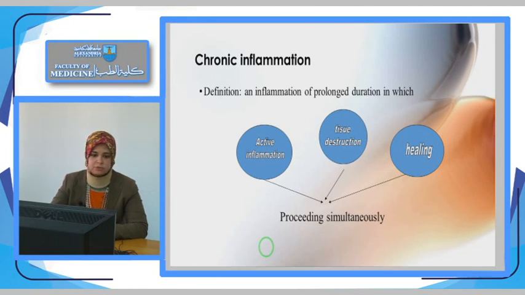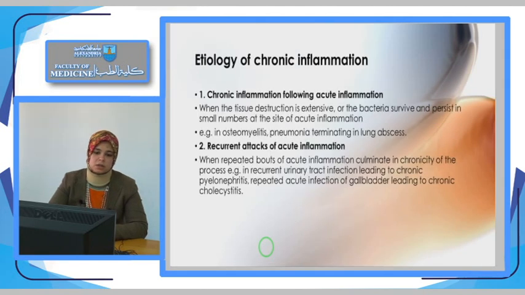So the definition of chronic inflammation: it is an inflammation of prolonged duration in which active inflammation, tissue destruction, and healing proceed simultaneously. What is the etiology of chronic inflammation? Chronic inflammation will happen either following acute inflammation, because we took from the complications of acute inflammation that it may progress to chronic inflammation. So the first cause of chronic inflammation is following acute inflammation.